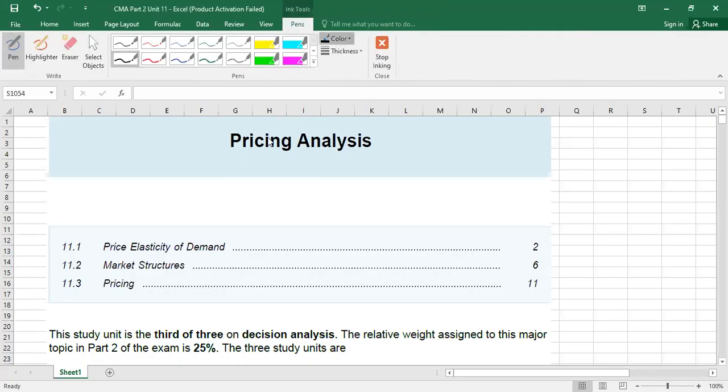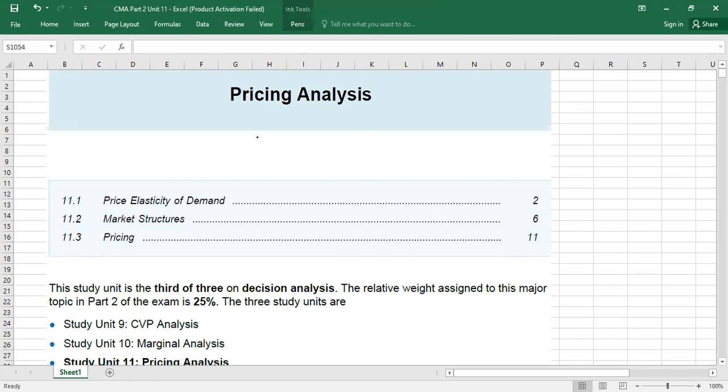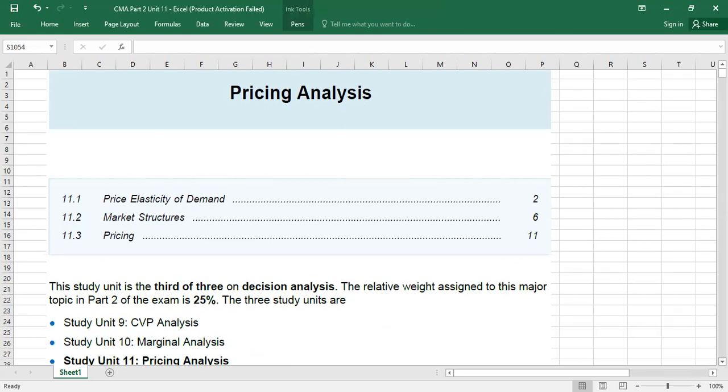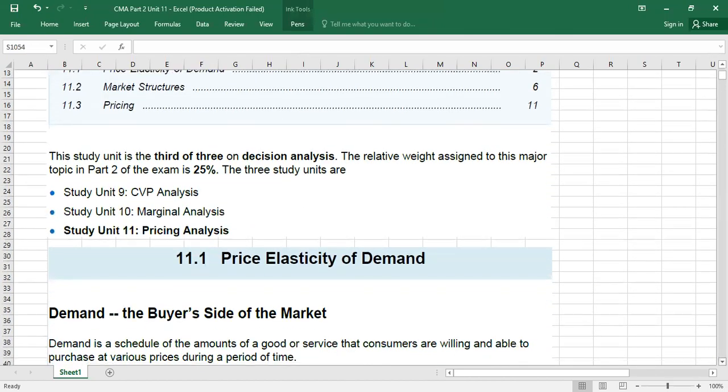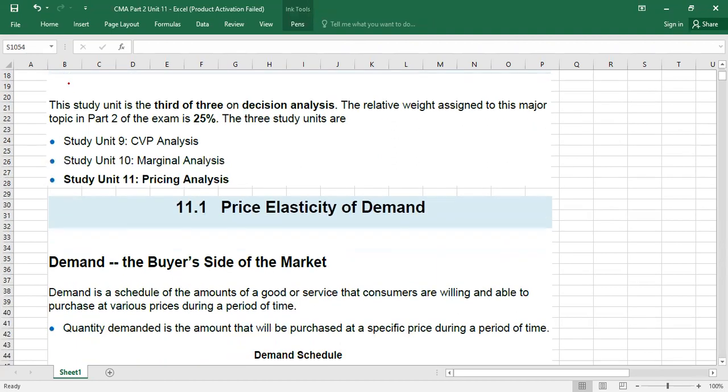Hello guys, today we are going to talk about pricing analysis again. So please remember, we have here three units. We have unit number 9, CVP analysis, which we have already covered. We have unit number 10, marginal analysis, which is about decision making. This is already covered. And we are into unit number 11, pricing analysis.